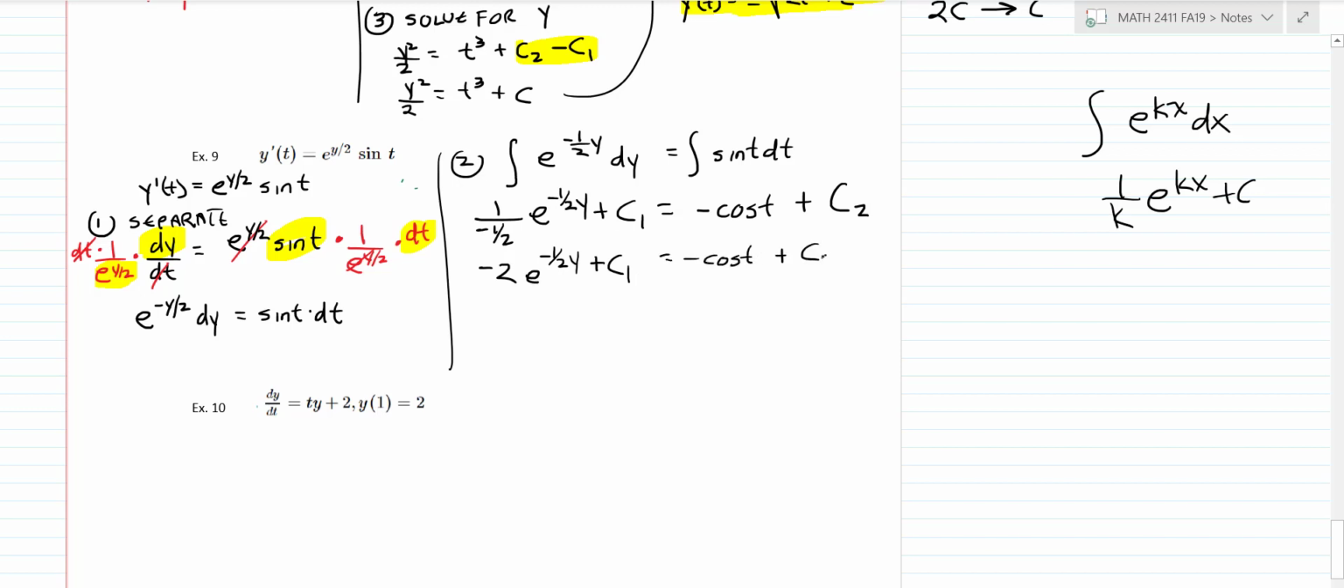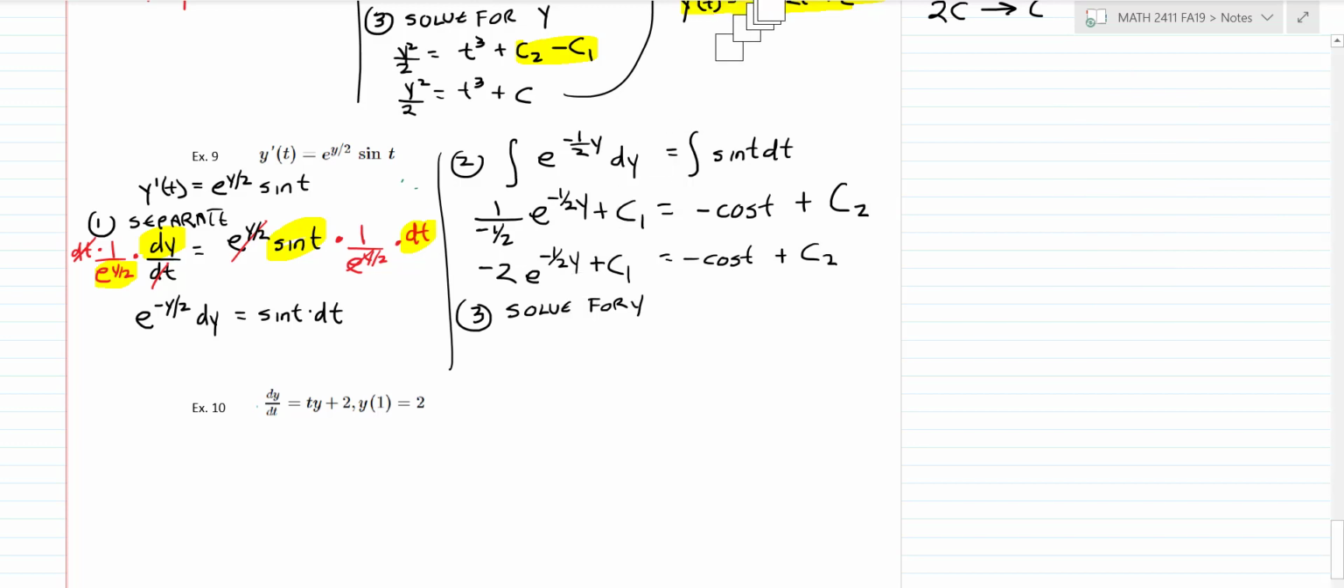c2. So after you've integrated both sides, then you want to move into solving the equation for y, and you want to be pretty clear on how I absorb the constant. That's the part that's sometimes a little confusing to students. Okay, so let's see. First thing I'm going to do is move the c1 to the other side. So I get negative 2 e to the negative y over 2, equals negative cosine t plus c2 minus c1.